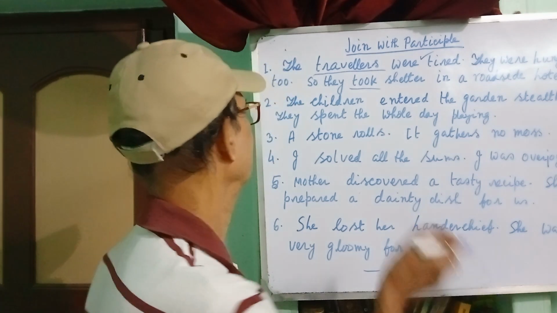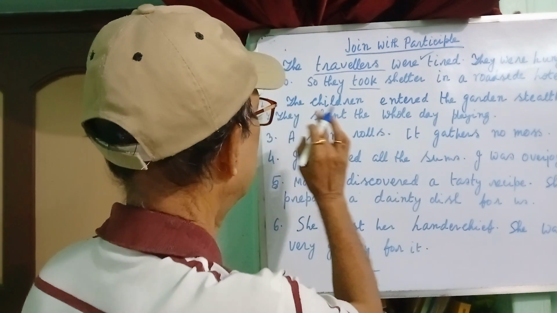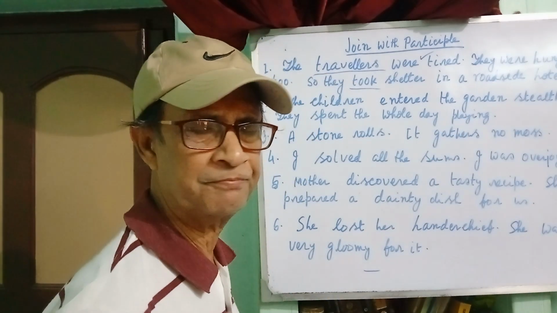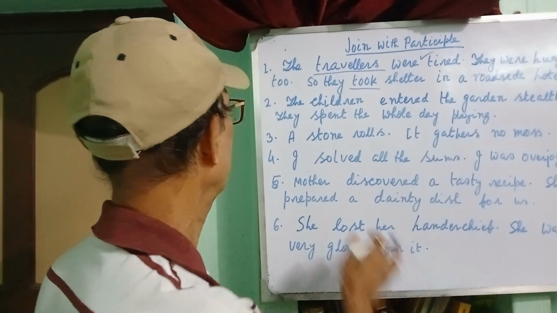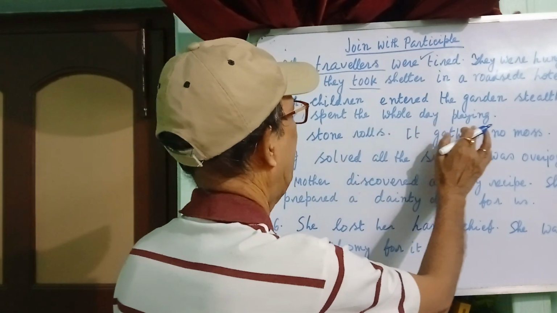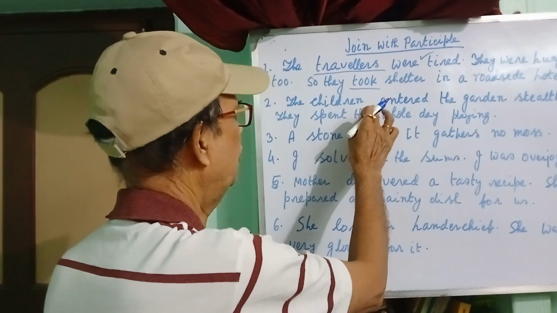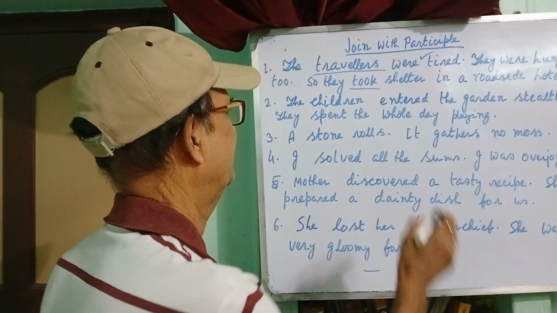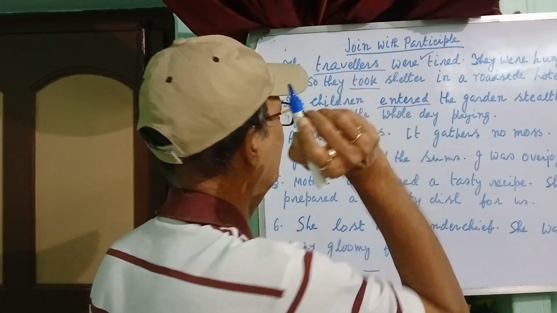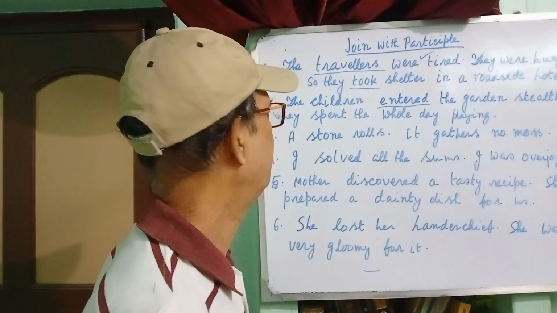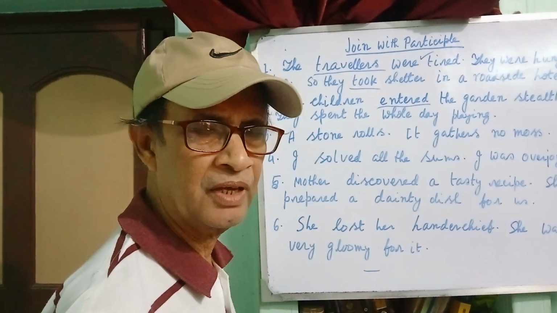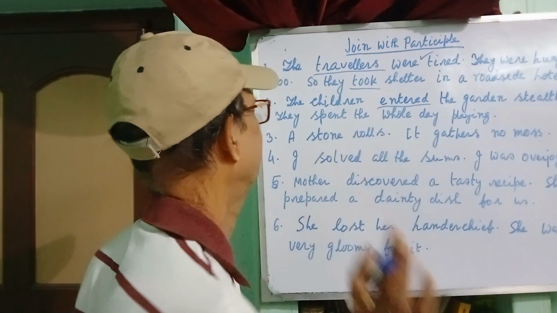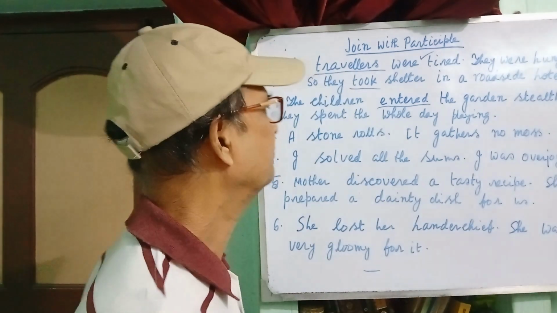Okay, let us start. Item number 2: The children entered the garden stealthily. Stealthily means very secretly or very silently. They spent the whole day playing. Here there is no be verb. Here the finite verb is entered in the first sentence. But in both the sentences, the subject is the same person, that is children. Then what is the method?